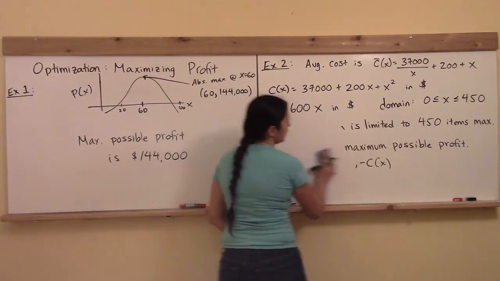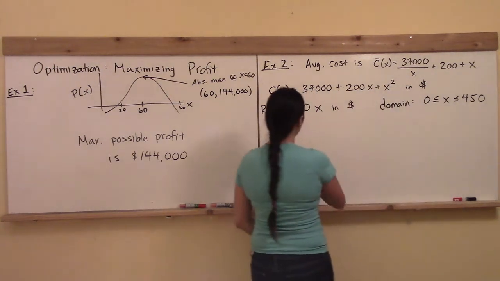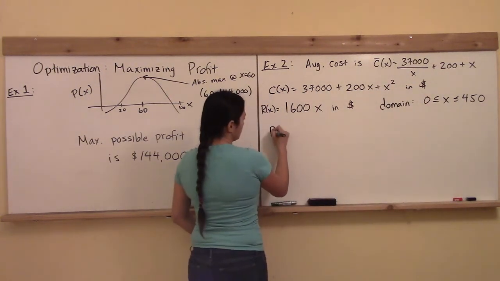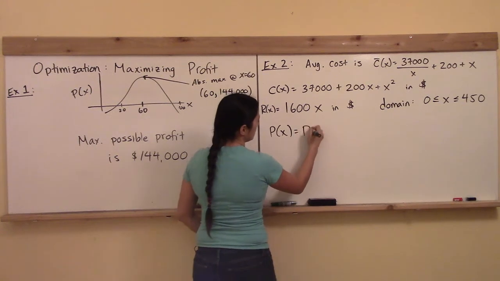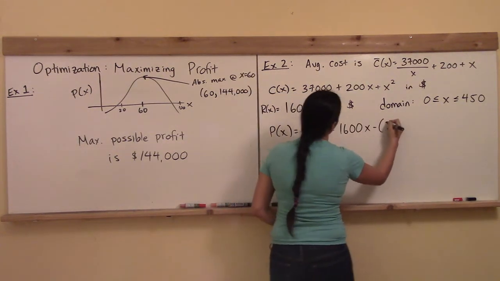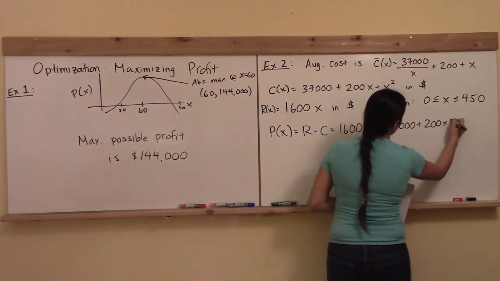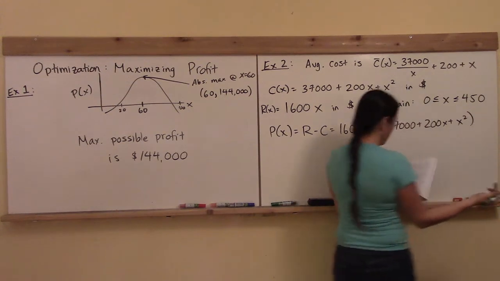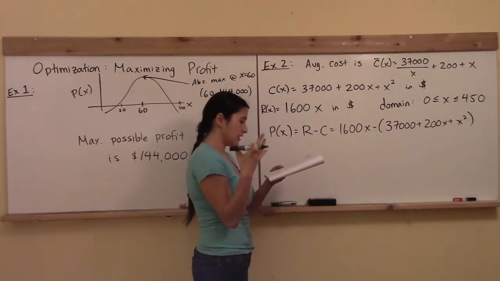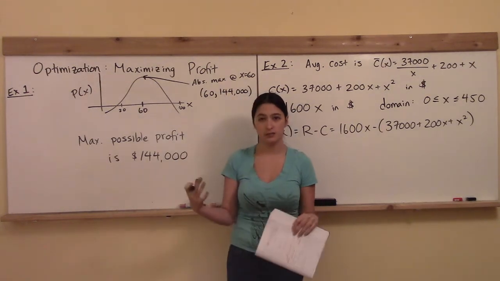Alright, so now let's go on to find the maximum possible profit. We have something set up for us. And the next thing we're going to do is P of X is going to be R minus C. So that's going to be 1600X minus all of this in parentheses plus X squared. Okay, and so what I can do is I can actually form that, just like I did in the last example. I formed the P.